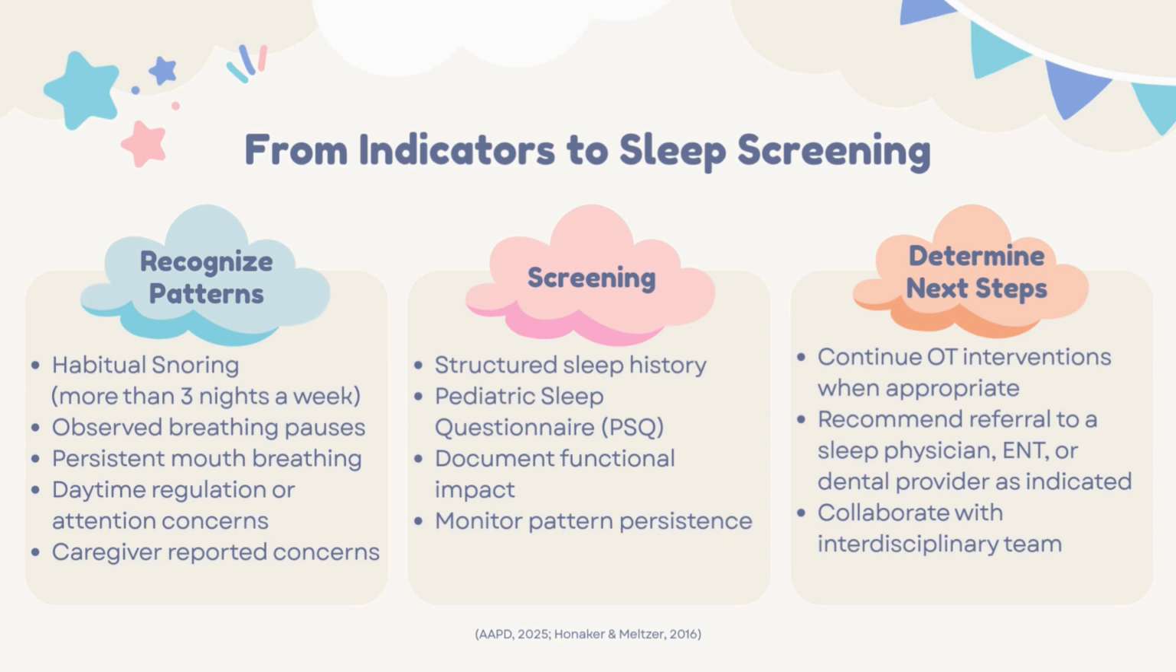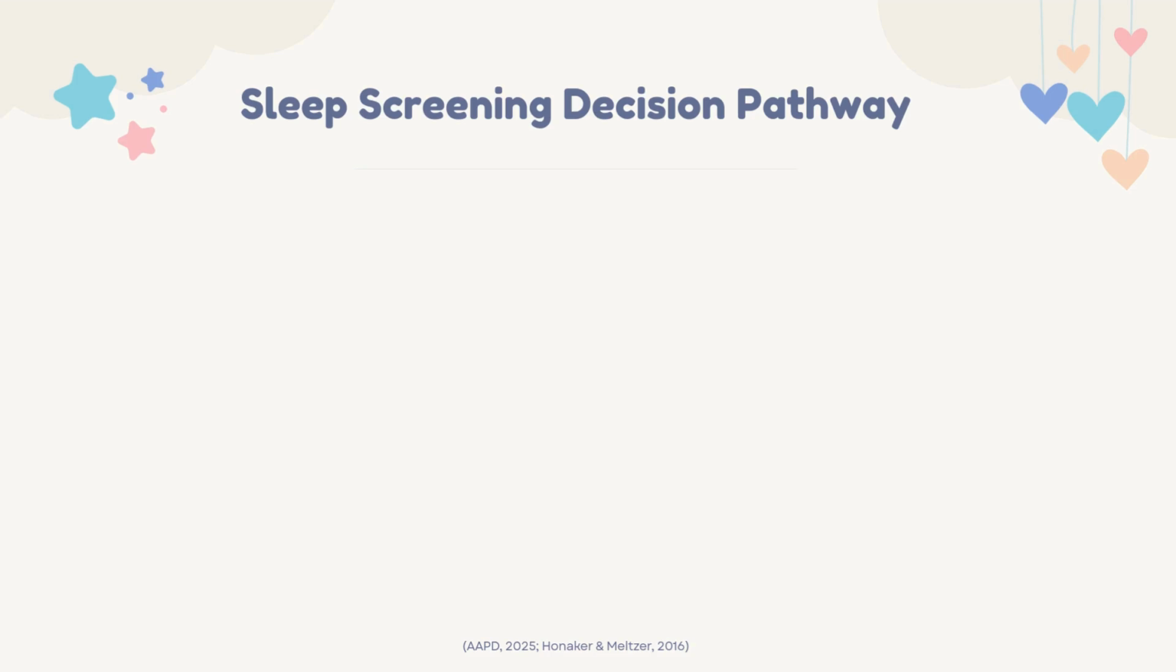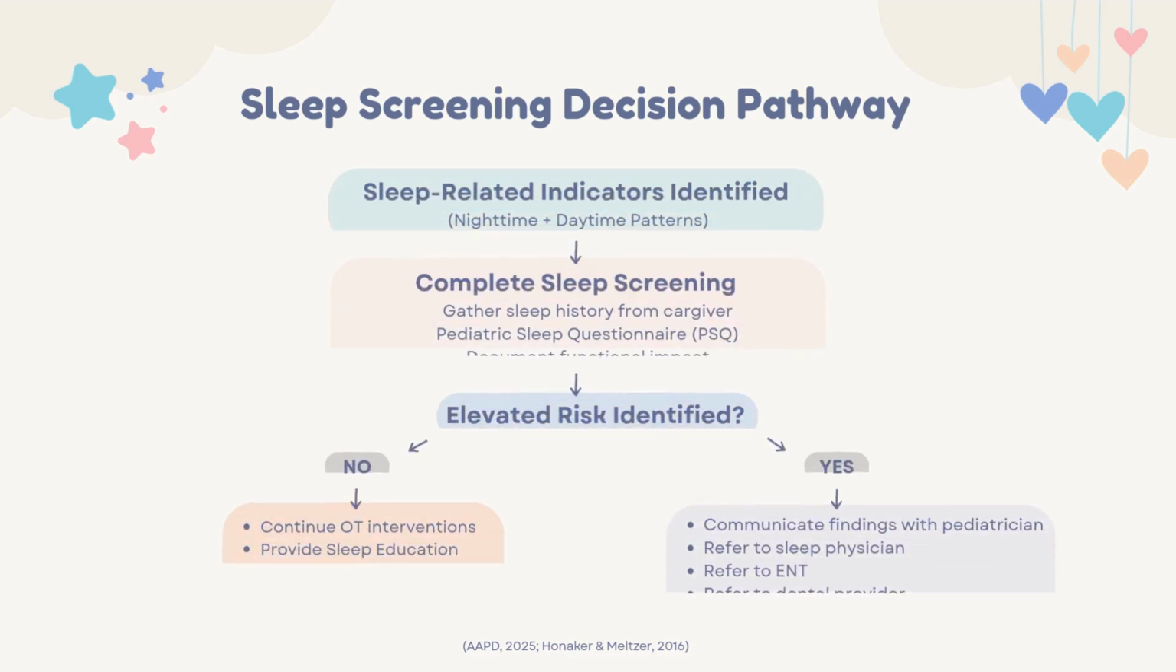This may include gathering a detailed sleep history and using a tool such as the Pediatric Sleep Questionnaire to help clarify those risk patterns. We document how sleep may be affecting regulation, attention, and even participation. And we monitor whether or not these concerns persist over time. From there, we determine what makes sense. Sometimes that means continuing occupational therapy interventions when appropriate, and sometimes it means bringing other providers into the conversation so that our response supports participation across the child's daily occupations.